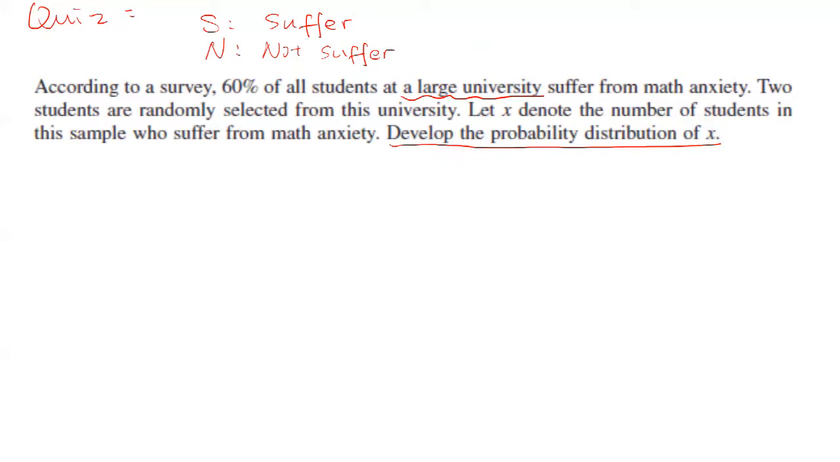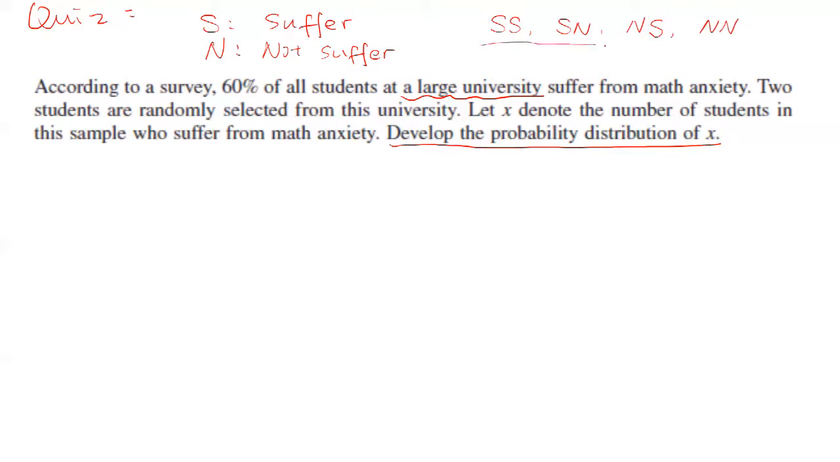Okay, pay attention, because it's a large university, this 60% does not change each time you select a student from this university. So you can think of it as independent events, right? The result of choosing the first student does not affect the result of choosing the second student. So how many possibilities can you choose? Two students could be both of them suffer, or the first suffers and the second does not, or the first does not suffer and the second suffers, or both of them do not suffer.